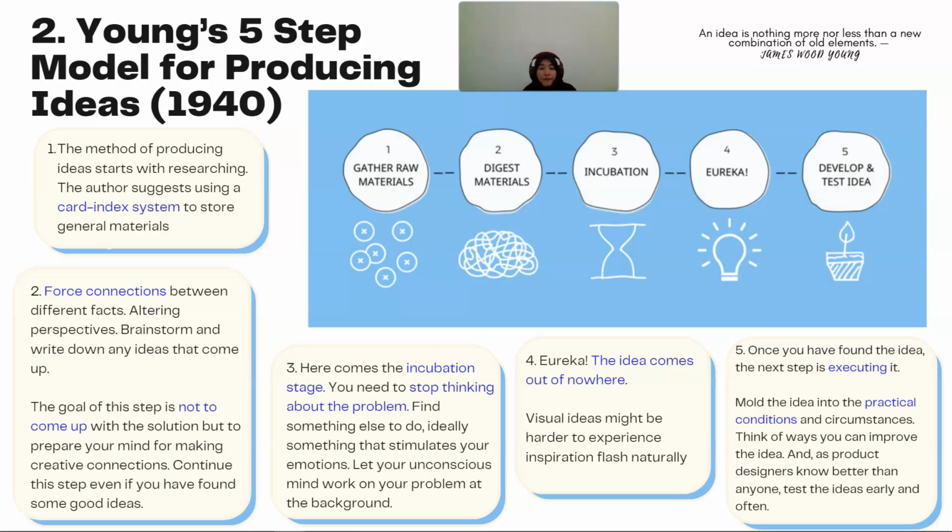So you need to gather. Producing ideas starts with researching, so you need to have very good research techniques, for example, in terms of literature review. The author Young suggests using a card index system. Try to find out what the card index system is. Actually, it is something like using cards to record all your ideas, and then indexing the ideas.